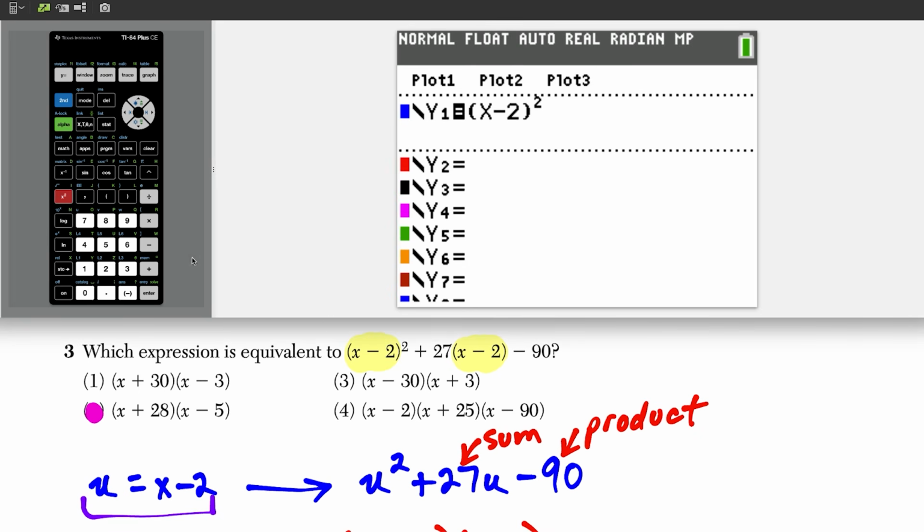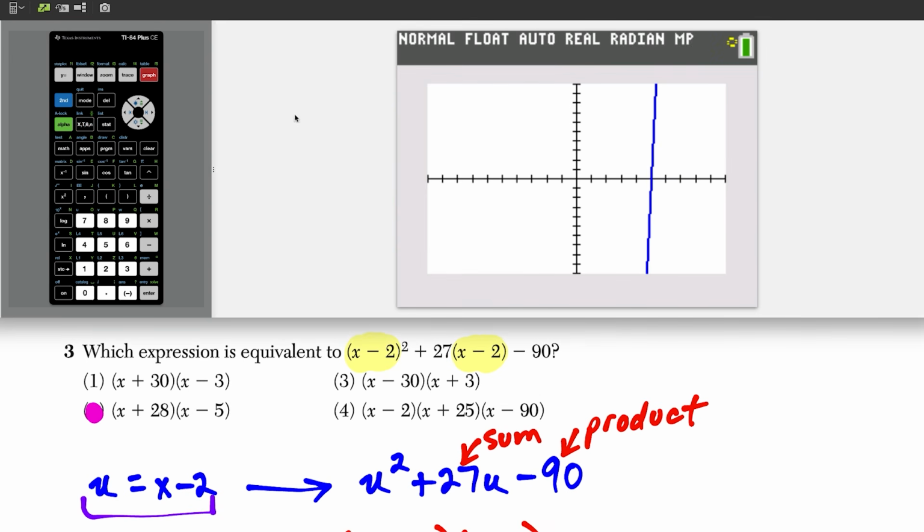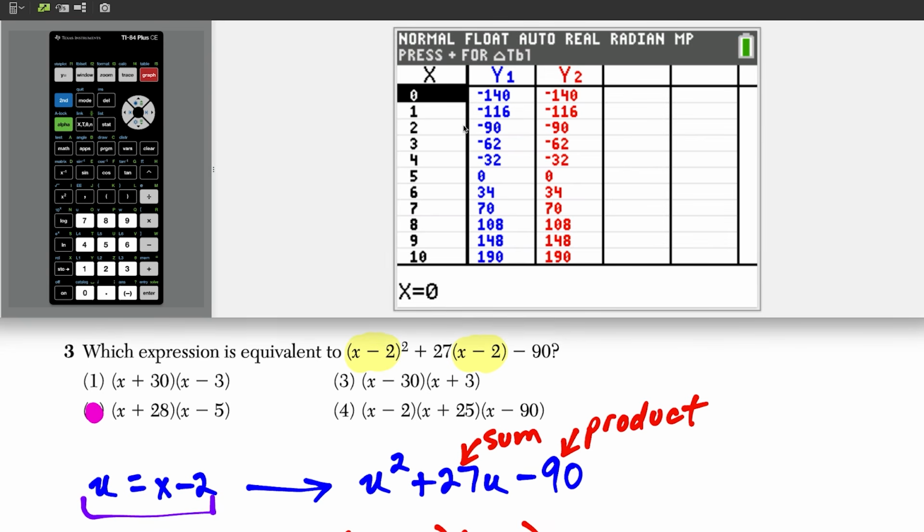So we have (x minus 2) squared, and then plus 27 times (x minus 2), and then we tack on the minus 90 at the end. And now I just keep typing in answer choices until I get to choice 2. So we have (x plus 28) in the first parentheses, and then in the next set of parentheses we have (x minus 5). And I press graph, and notice that my graphs overlap. If I press second graph, my table is matching completely here, so 2 is definitely it.